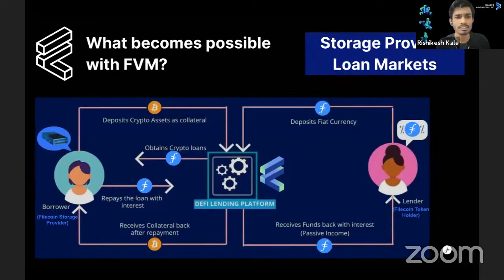Some of the possibilities coming up, first, is a storage provider loan market. If you look at the current scenario of how storage providers interact with the Filecoin network to create deals and store data, you will see that storage providers need to provide some sort of collateral to secure a new deal. And for committing that collateral, they need to possess some amount of Filecoin, which is actually a hurdle for anyone to become a Filecoin storage provider.